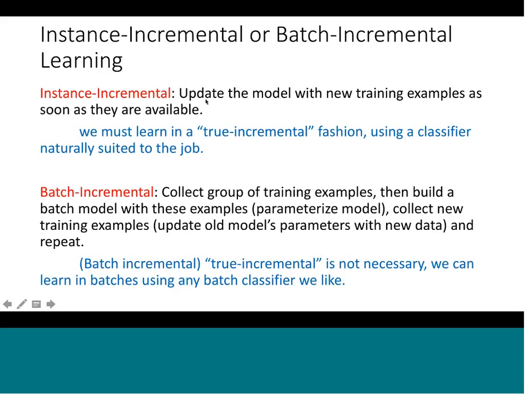So with instance incremental learning, you want to update the model with new training examples as soon as they're available. And this is where you get into the online setting, and you assume that they're sequential, and thus you're processing them as soon as they're available. So many people think that this is the true incremental learning, whereas with batch incremental, you can collect a group of training examples, then build a batch model with these examples and parameterize the model, collect more examples, update the old model's parameters with the new data, and repeat. So with batch incremental, you're not necessarily doing, quote, true incremental, where it's learning on the fly, but you can learn in batches, and we'll talk about the advantages and disadvantages of that.